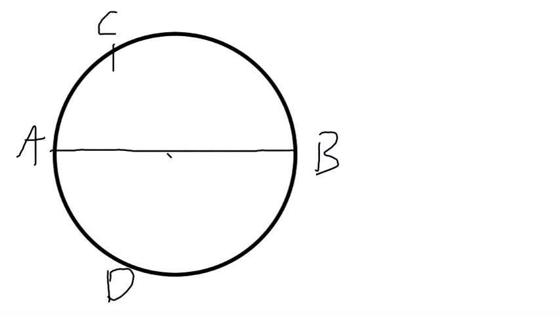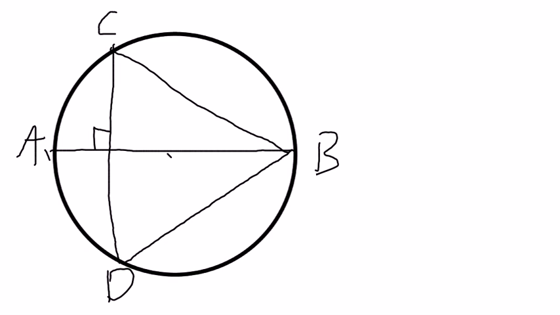For 7, you have diameter AB, so it goes through the center. You have point C and D, which make a chord. That's perpendicular right there. And you have some angles in there. Angle CBD is given as 57, so this whole angle is 57.